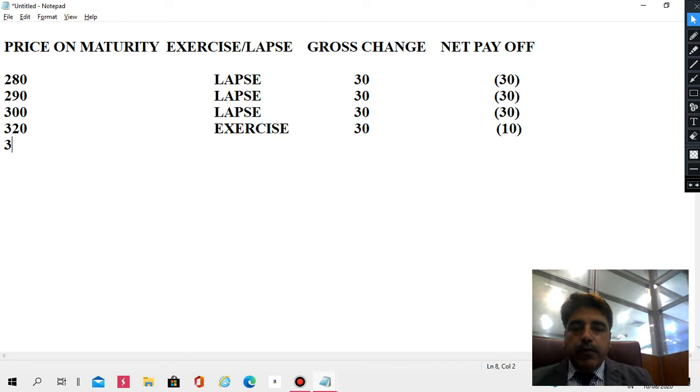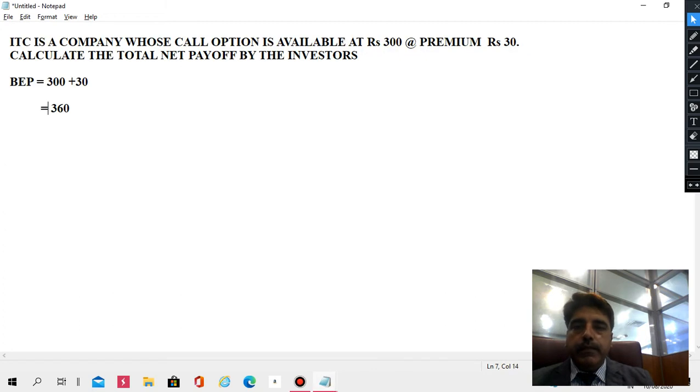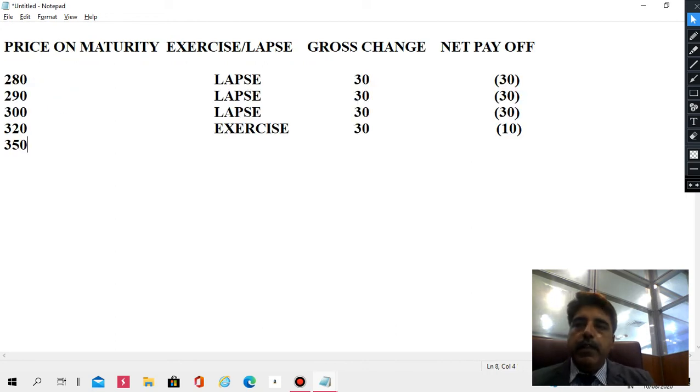If it is for say 350 rupees. Okay, so what is going to take place? Just take a look here. Sorry, here this amount is 30, not 60. We have to rectify this. 320, 330, right? Okay, 350. So will he exercise or will he lose this?